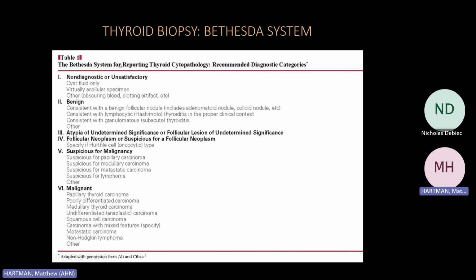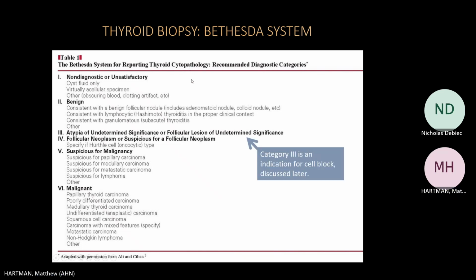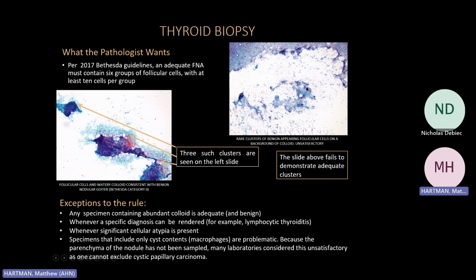Pathologists, when they get the sample, will be using the Bethesda system for reporting thyroid cytopathology. This is what we will see under the microscope after we take our sample. Again, we'll be looking with a pathologist, and what we want to see are 6 groups of cells. If we don't get 6, sometimes all you get is blood or colloid, and you will get an insufficient sample.